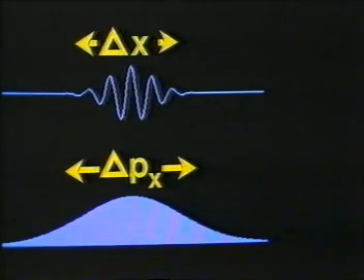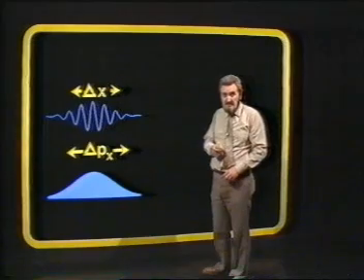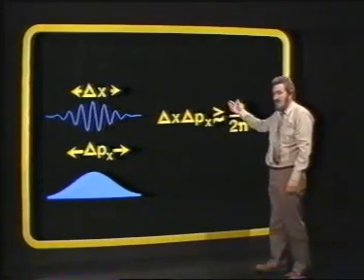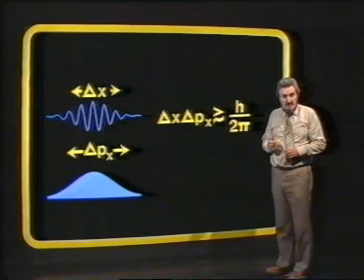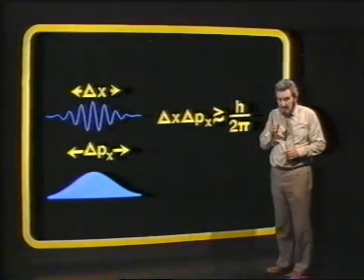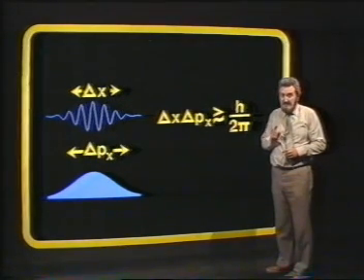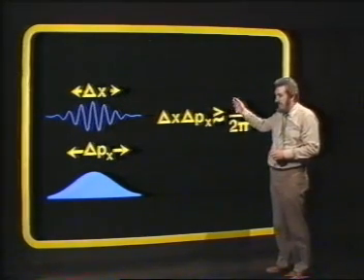In fact, there's a simple mathematical connection between these two uncertainties, which can be quite easily derived from the properties of wave packets. It's the famous Heisenberg uncertainty principle. In words, it says that it's impossible to measure both the position and the momentum simultaneously, that's important, with a precision better than the limit expressed here.